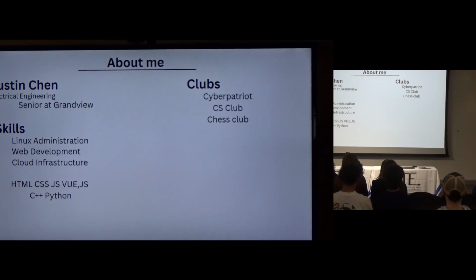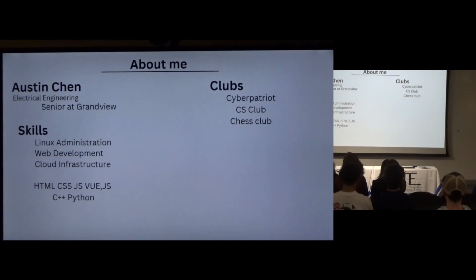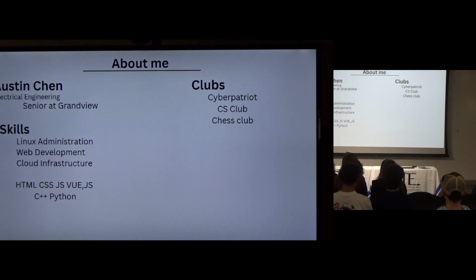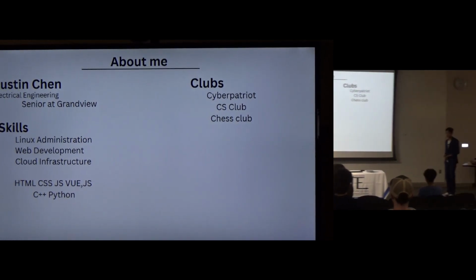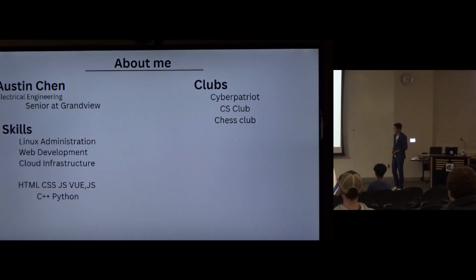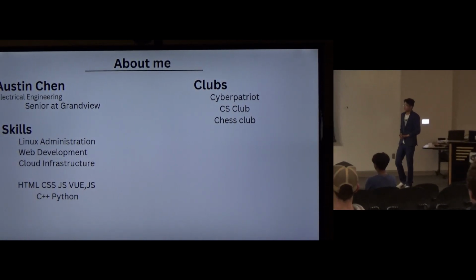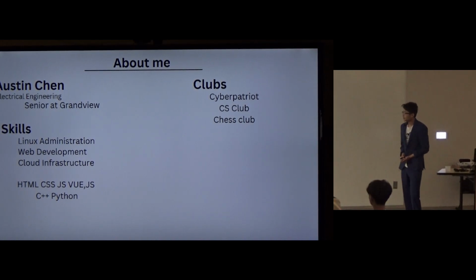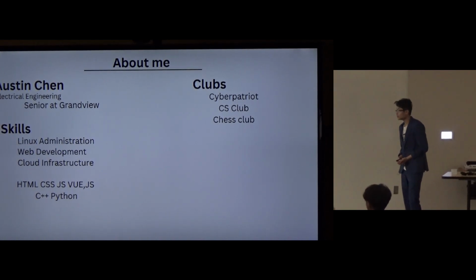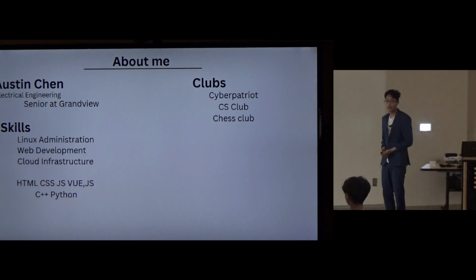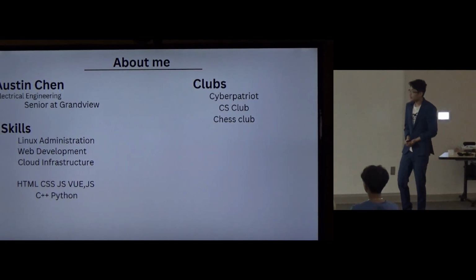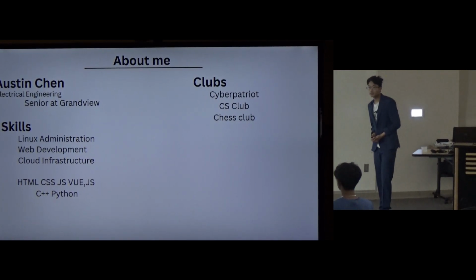So who am I? I'm Austin Chen. I'm pursuing a career in electrical engineering. I'm a senior at Grandview, and I have skills in Linux administration, web development, and cloud infrastructure. The languages I know are HTML, CSS, JavaScript, Vue.js, C++, and Python. I am affiliated with CyberLink, Computer Science Club, and Chess Club.